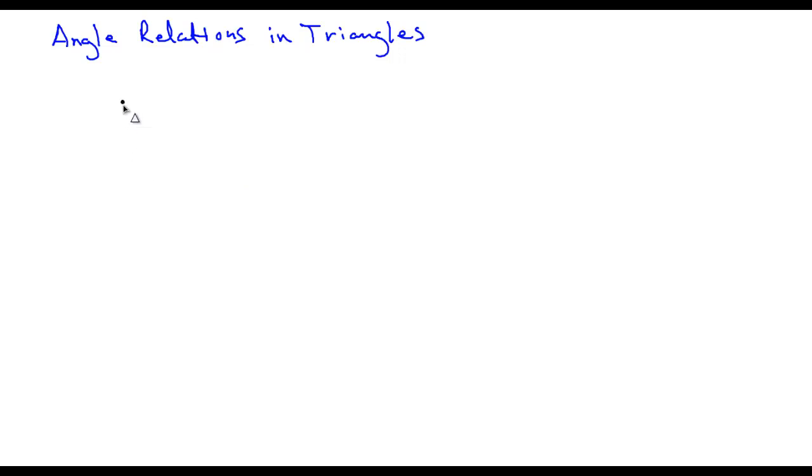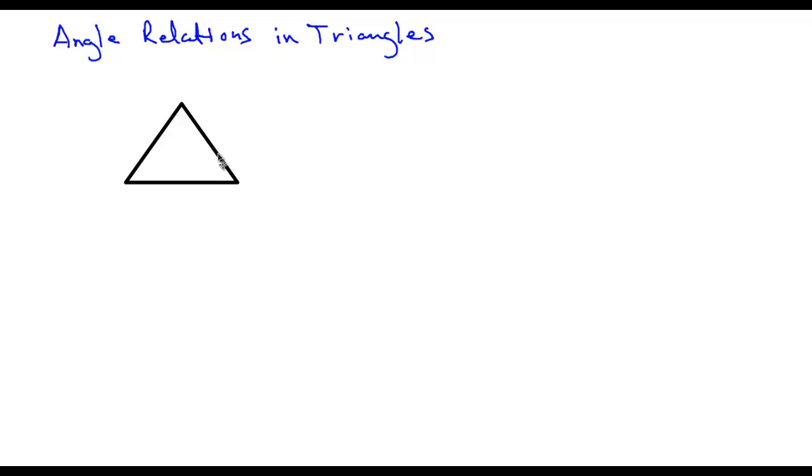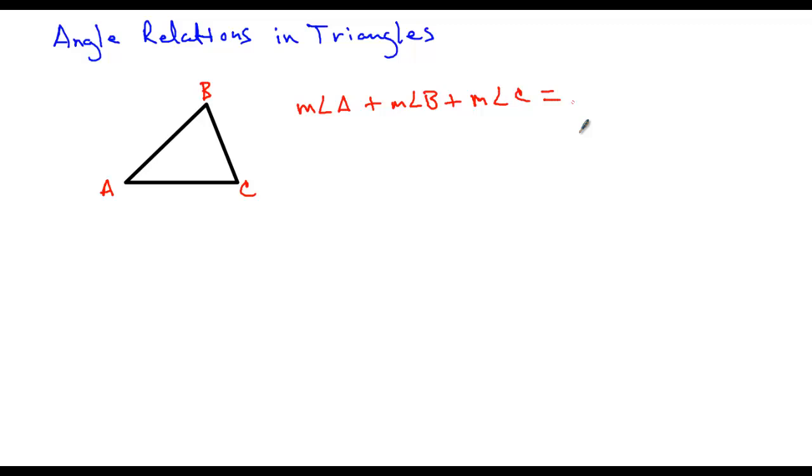So again, we're going to be drawing a lot of triangles for the next several months. So I'm going to get used to drawing triangles. If we have a triangle here, it's just a random triangle, nothing specific about it. We have an angle A, angle B, and angle C. I'm pretty sure that most of you already can tell me what the measure of angle A plus the measure of angle B plus the measure of angle C has to equal.